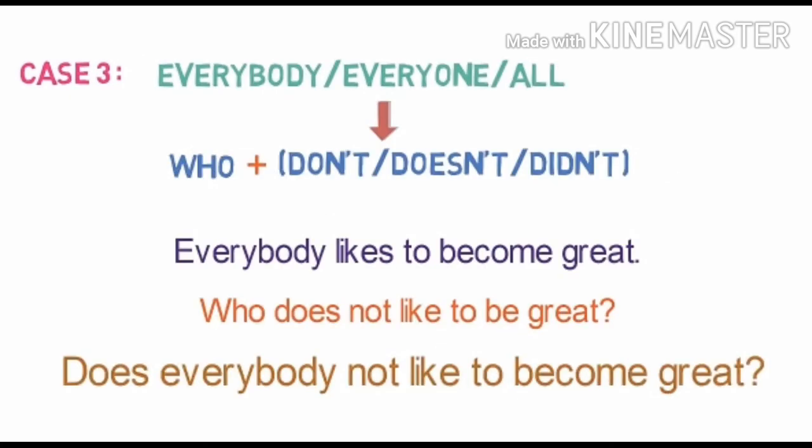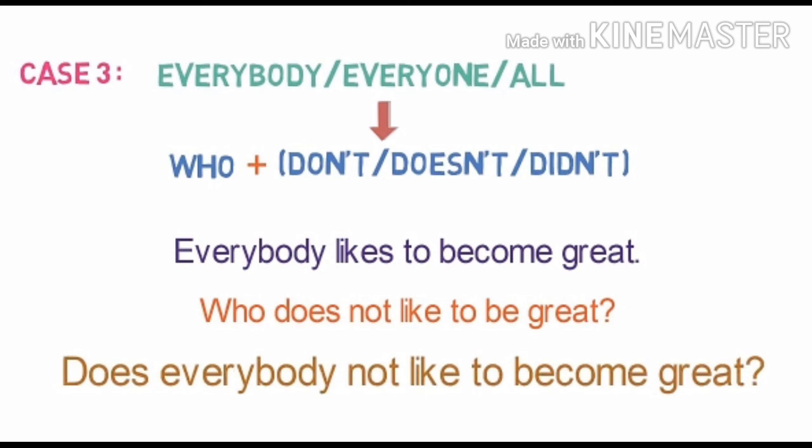And in the third case we saw that words like everybody, everyone, all are converted. How? Then we have to use who plus either don't, doesn't or didn't. If it is plural form then don't, if it is singular form then doesn't, and if it is in the past tense then we'll use didn't. For example, everybody likes to become great. So, who does not like to be great? This negative we did first, and then on conversion we make it, does everybody not like to become great?